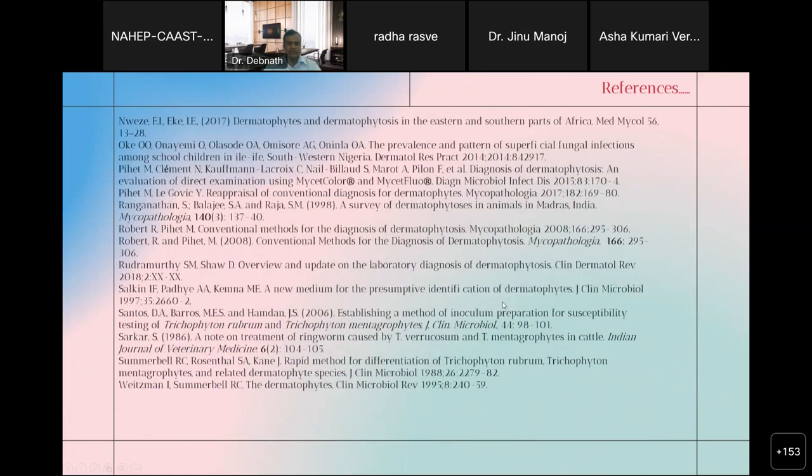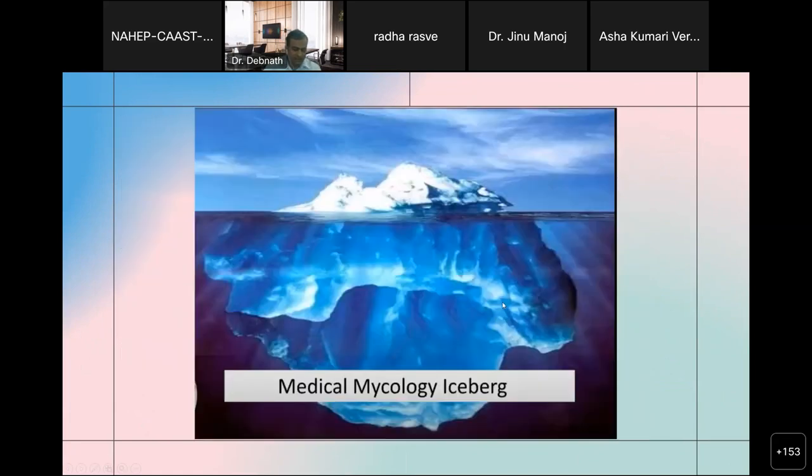These are the references. Finally, I would like to say that the medical mycology iceberg means the amount of disease present in a population is most of the time not actually measured properly. Like the tip of the iceberg, we are seeing only a portion, and obviously a huge portion is unseen to us. The number of immunocompromised patients is increasing day by day. Previously dermatophytes were not able to produce systemic disease, but nowadays systemic involvement is being reported, particularly in immunocompromised individuals.